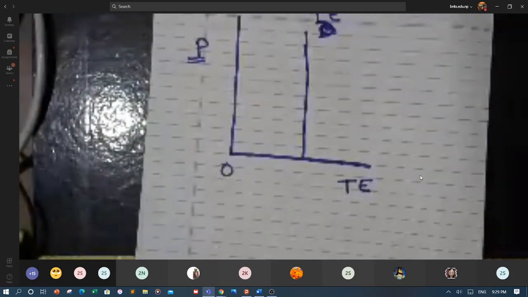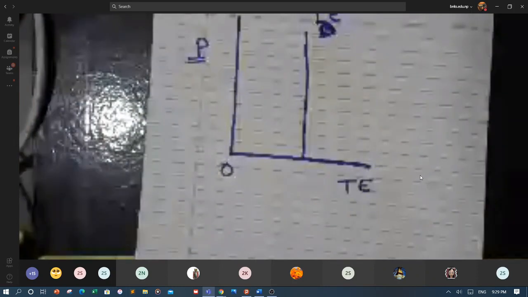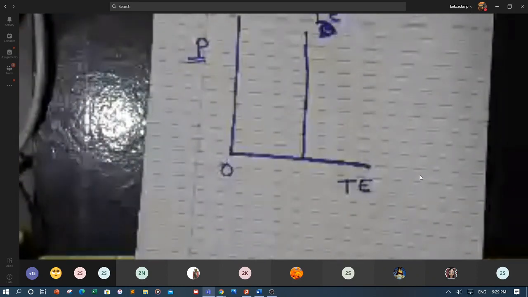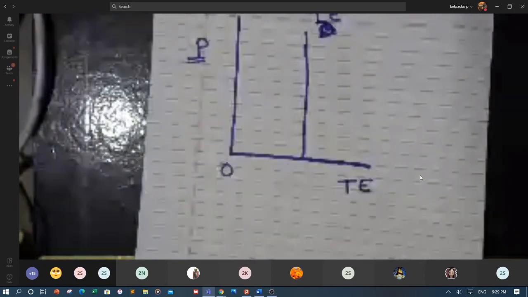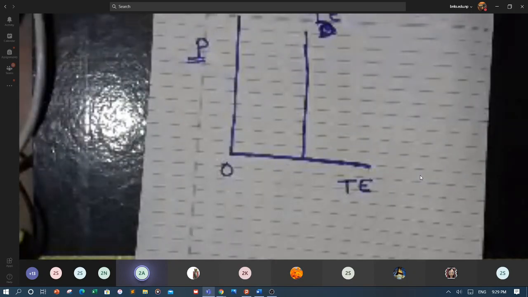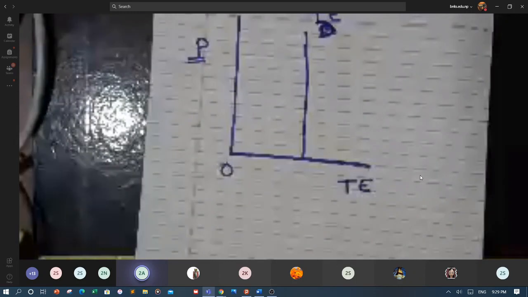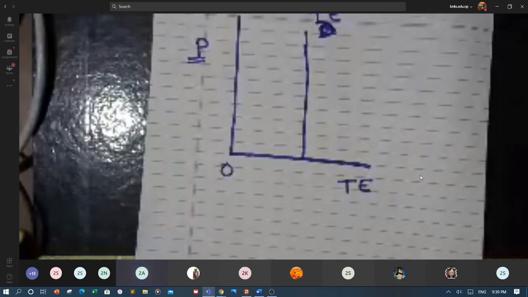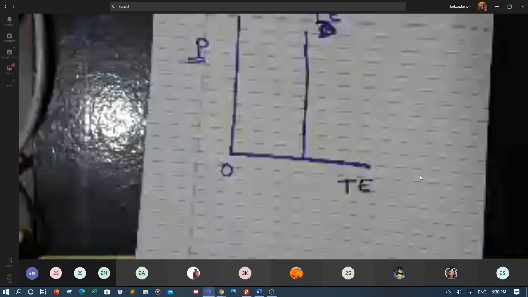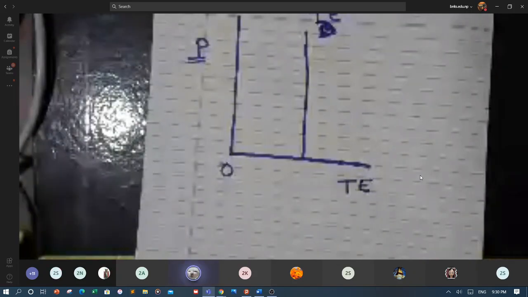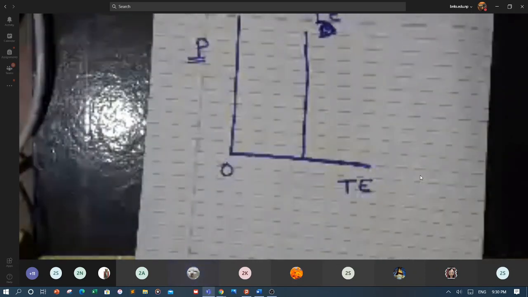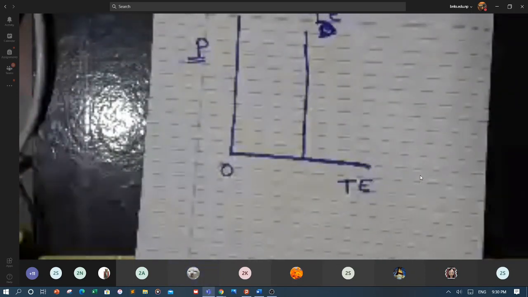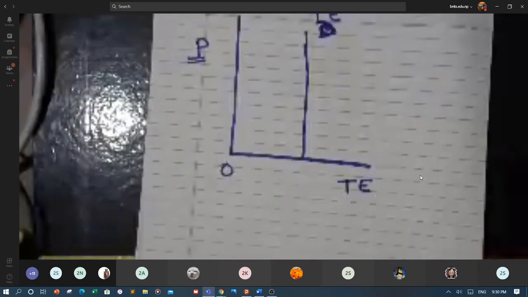Okay. Saksham? Unitary elastic, sir. Avi? Perfectly inelastic. Sampada? Sir, unitary. Diksha? Perfectly inelastic. Gagan? Sir, perfectly inelastic. Okay.